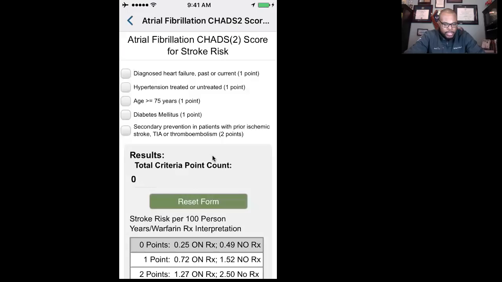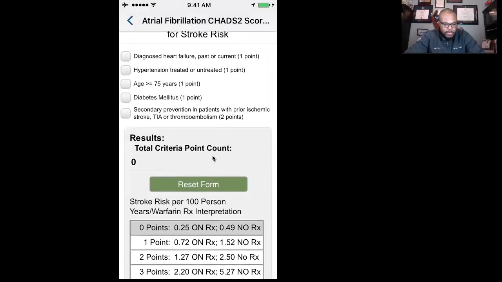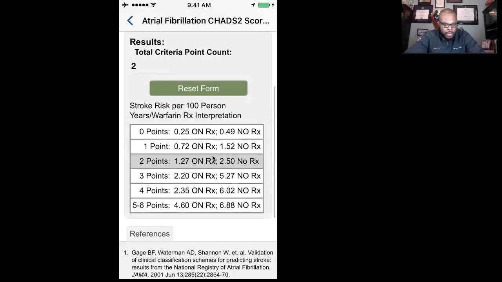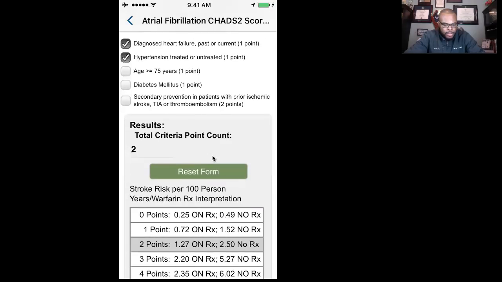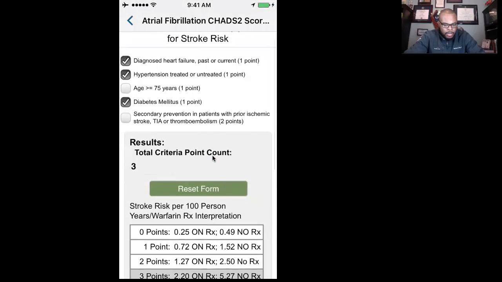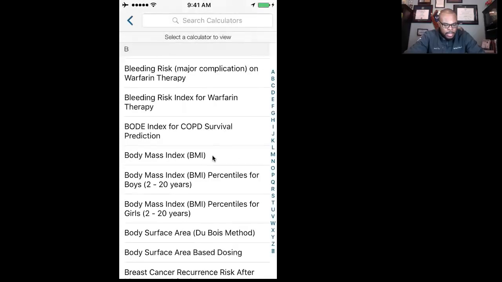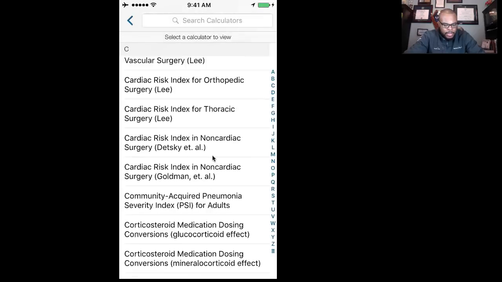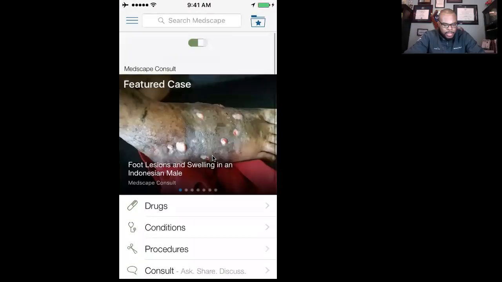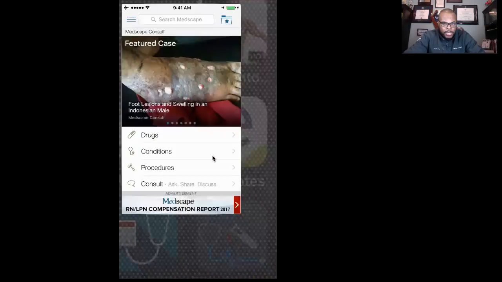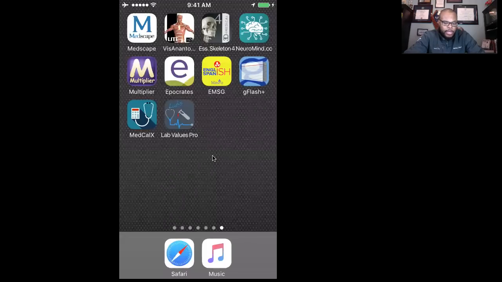So lots of different calculators, the CHADS score for a patient with atrial fibrillation and whether you need to treat them with aspirin alone or with some type of stronger anticoagulant. So lots of different calculators on here. So Medscape is a really good app.